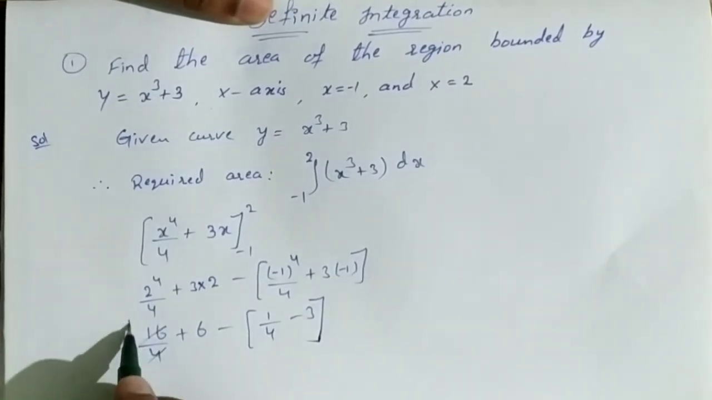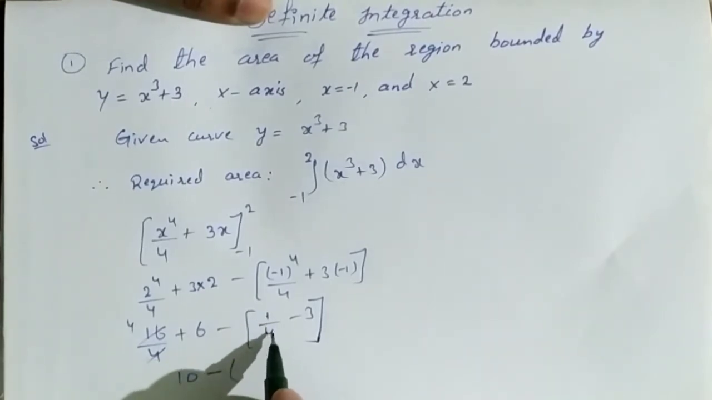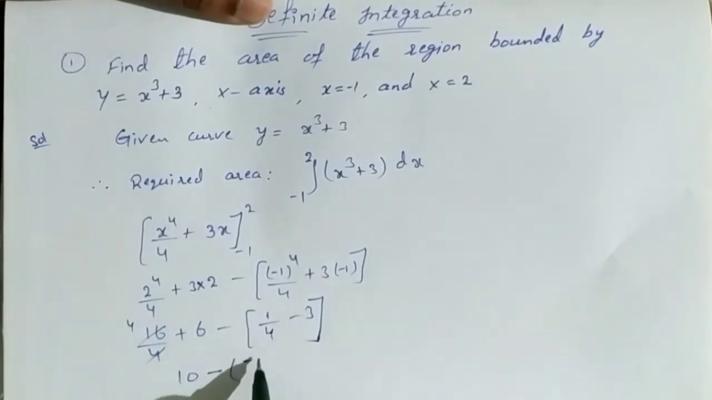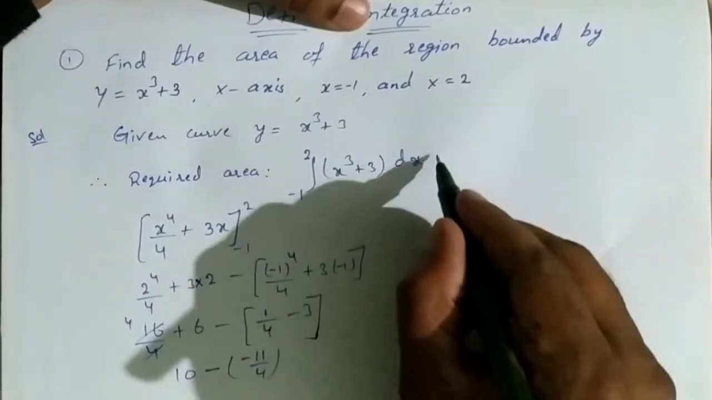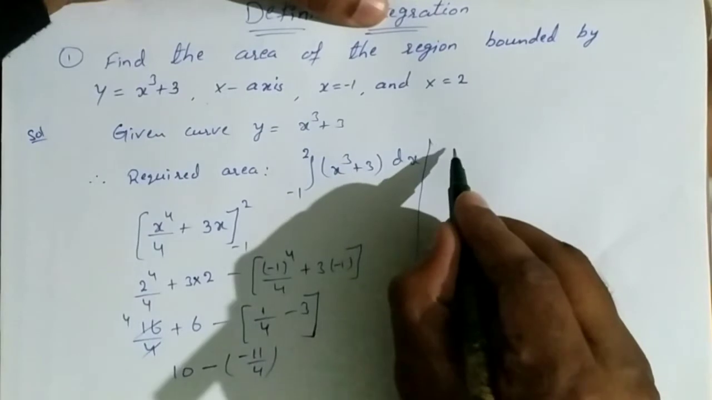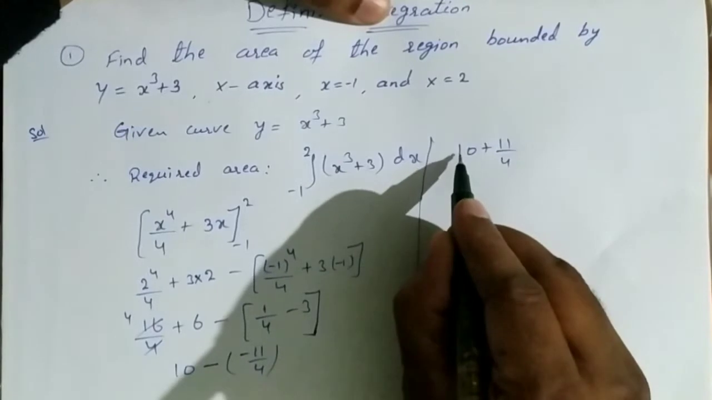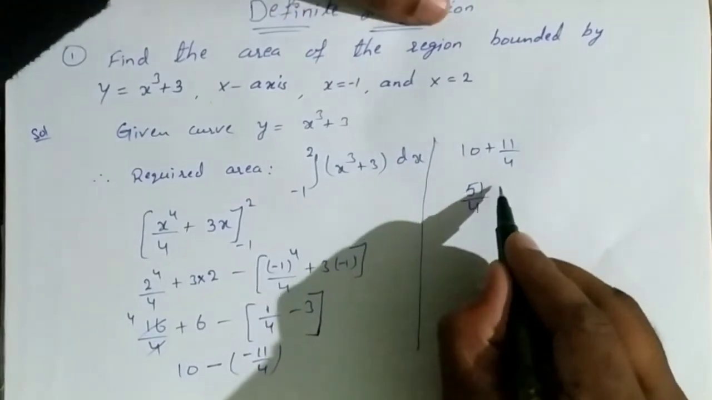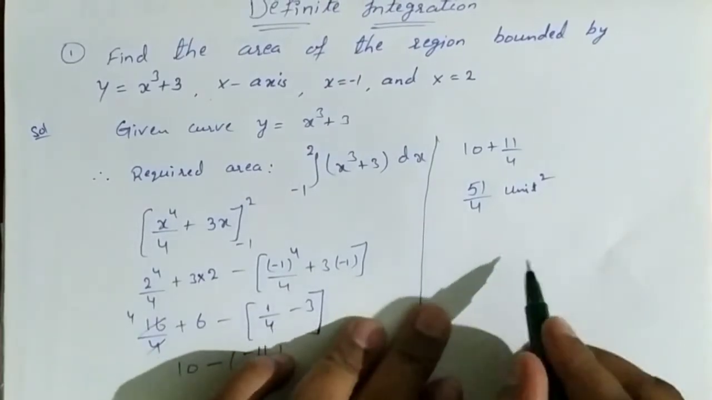4 fours are 16 by 4 is 4, 4 plus 6 is 10, minus 1 by 4, 3 is 12, that is minus 12 plus 1, that is minus 11 by 4. Minus into minus gives plus, so 10 plus 11 by 4. 4 tens are 40, 40 plus 11 is 51 by 4 unit square.